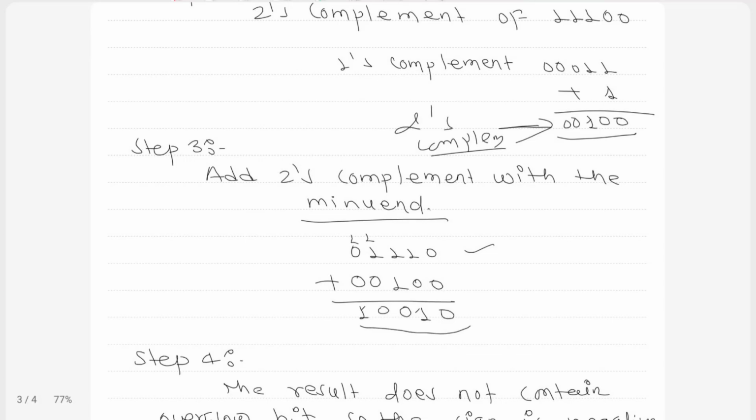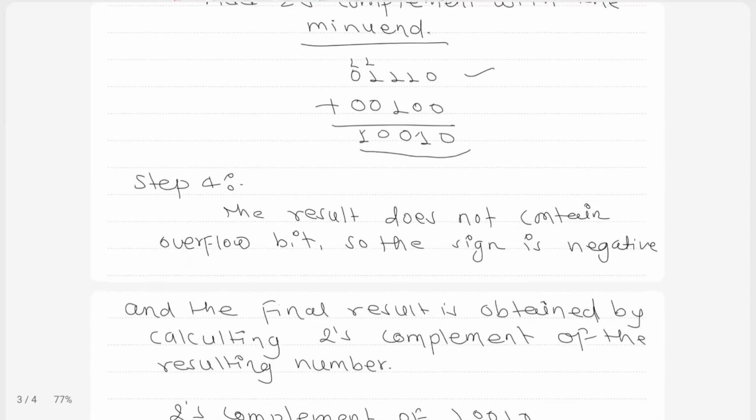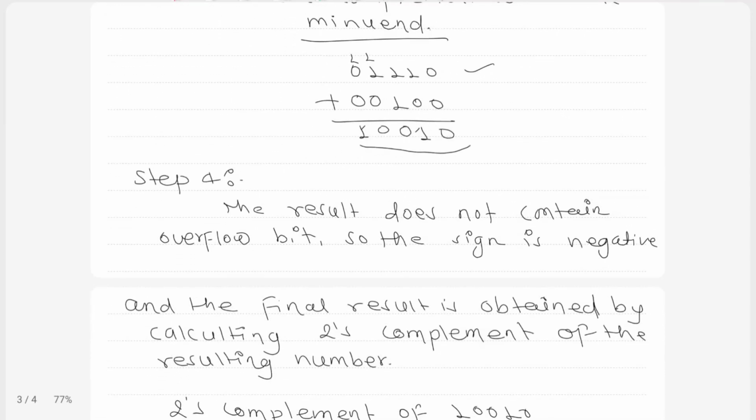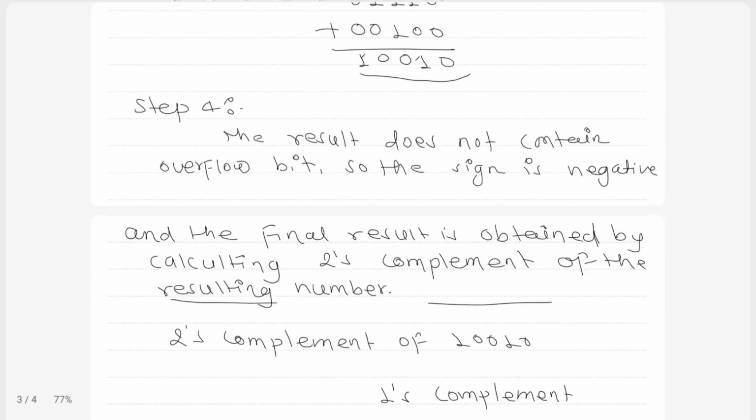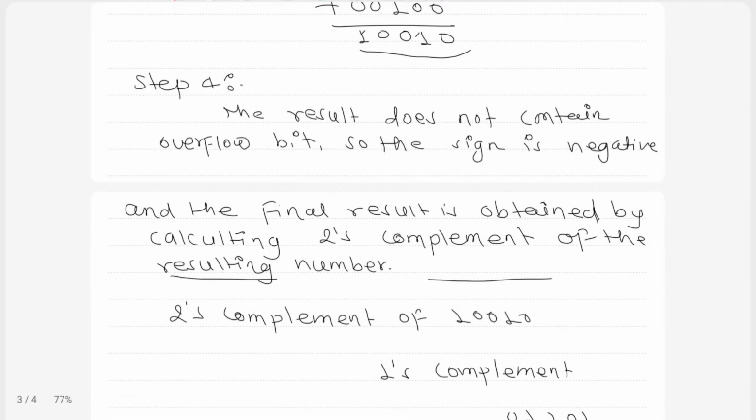The result does not contain any overflow bit, so the sign is negative, and the final result is obtained by calculating the two's complement of the resulting number. So again we take the two's complement of that result.